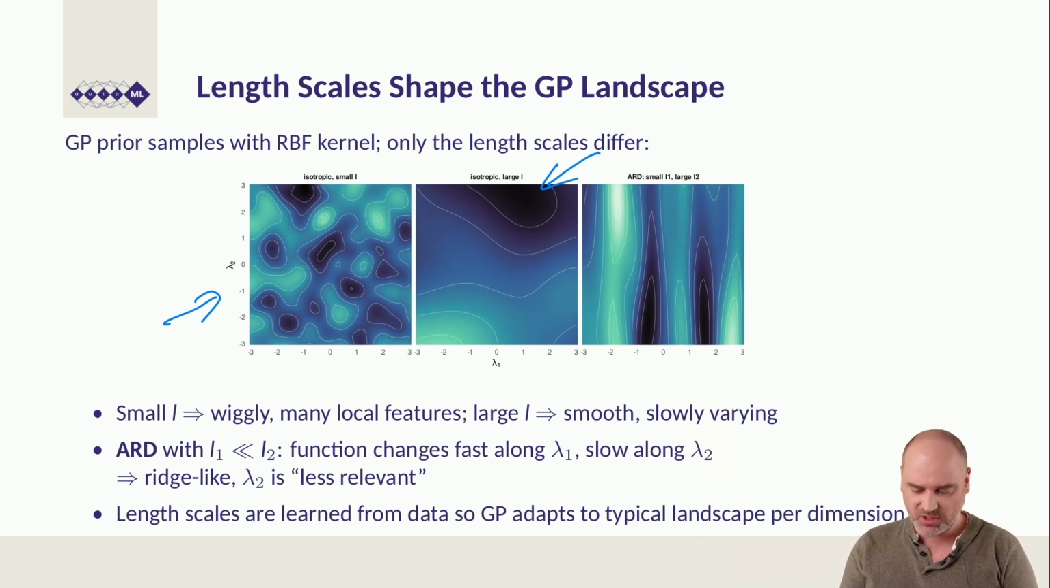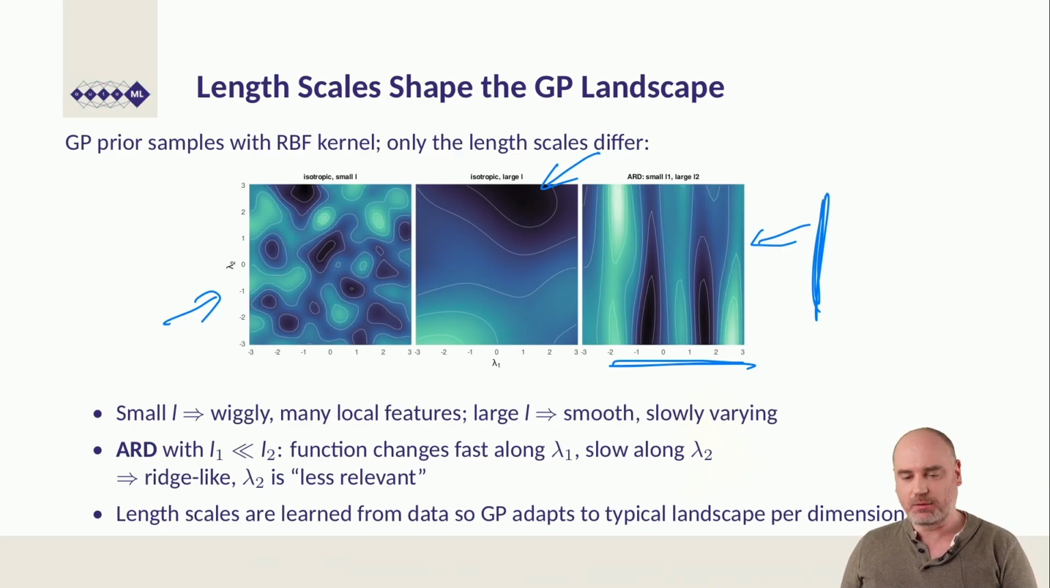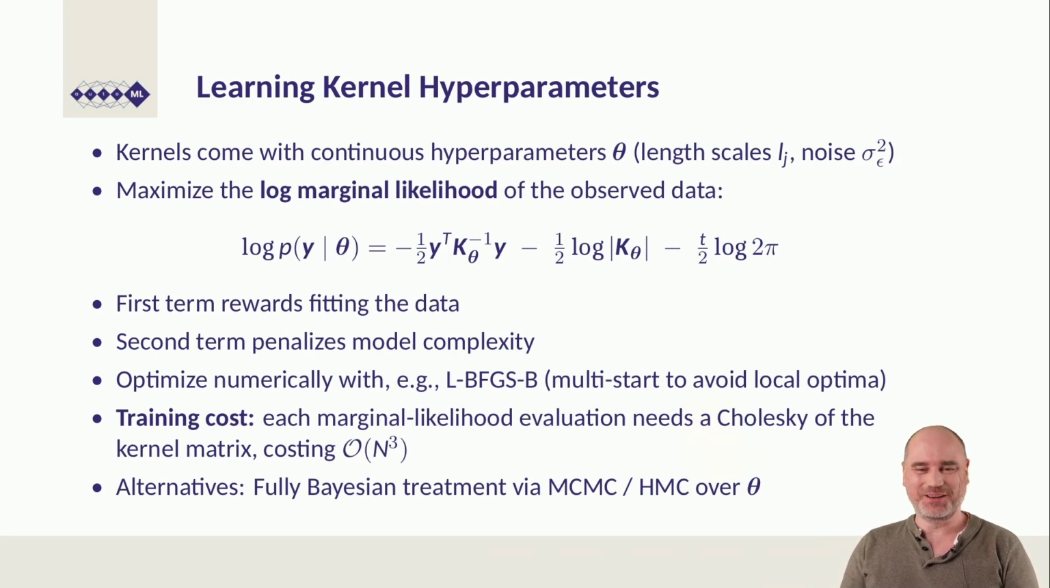But what is potentially most interesting is if we look at a setting which is non-isotropic, where I'm using a small L1 and a large L2. And in such a case, again, you can see that the function changes fast along lambda 1, so into this direction, but slowly into this direction here for lambda 2, because my L1 setting is quite small and my L2 setting is quite large. And this means that our X2 feature, so to speak, is less relevant here in this case. And the idea is to actually learn that from data. And we can do that with GPs, and this is quite nice about this, which is why I'm explaining this on this slide here now.